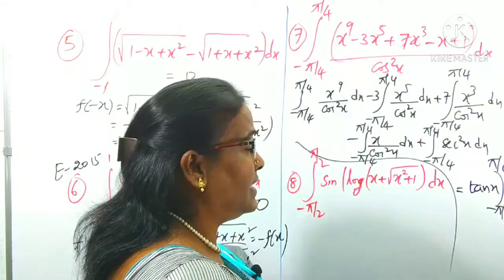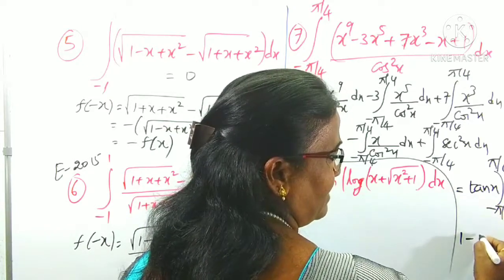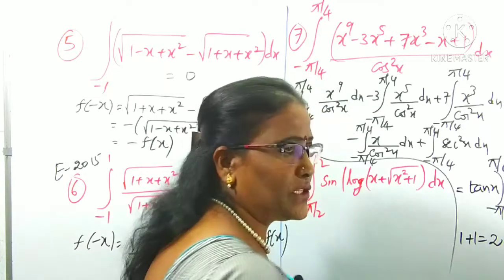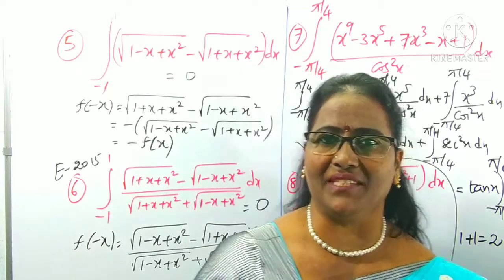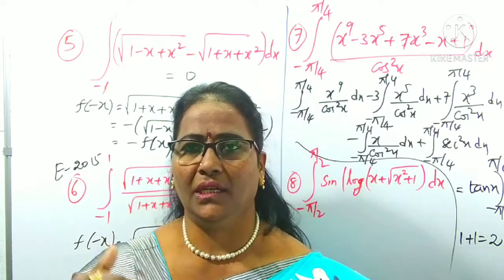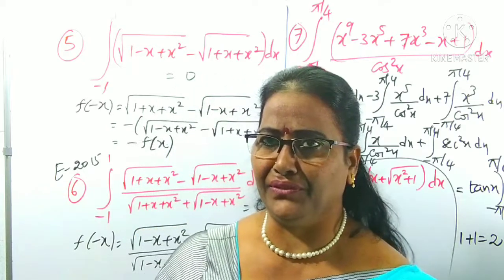Now we can apply the limits from minus pi by 4 to plus pi by 4. Tan pi by 4 is 1, minus of tan minus pi by 4 is minus 1, so minus of minus is plus 1. The resultant value is 2. That is the answer for this bit. Clear? Just concentrate on what I am doing. If you make the separation, then it is very easy for you.